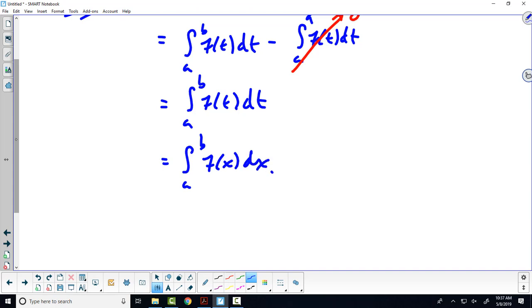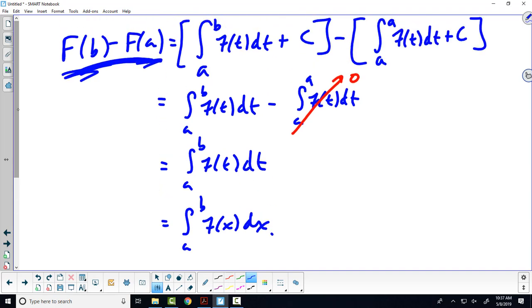What did we just show? We just showed that the difference between these two antiderivatives, evaluated at the endpoints, is the net area underneath the curve.